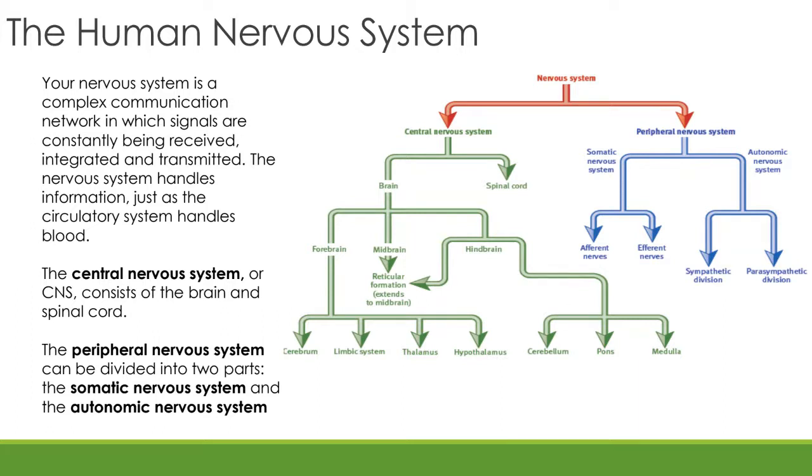So our nervous system is divided into two parts: our central nervous system, which is our brain and our spinal cord, and our peripheral nervous system. And our peripheral nervous system is divided into two parts: our somatic nervous system and our autonomic nervous system. So you can see there how the nervous system is broken down into the two different components, the CNS and the PNS, and each one of those has its own subdivisions, which we'll cover next.